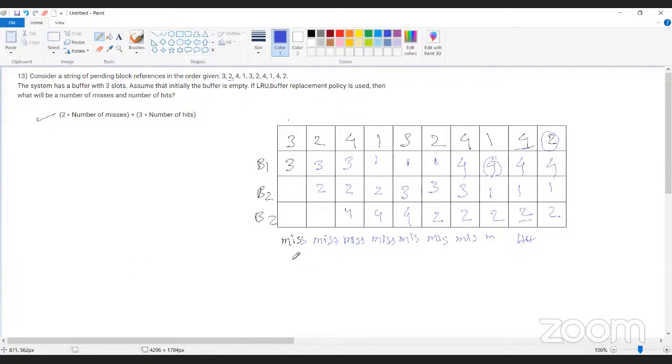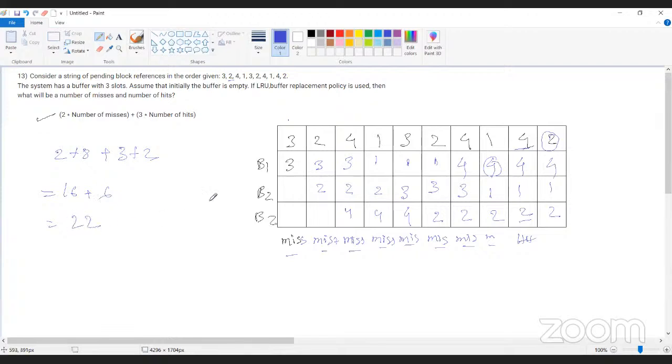So you can see the number of misses is 1, 2, 3, 4, 5, 6, 7, 8. The number of hits is 2, right? So 2 into 8 plus 3 into the number of hits, 3 into 2. So 16 plus 6, right? Correct. So numerical answers I will add.